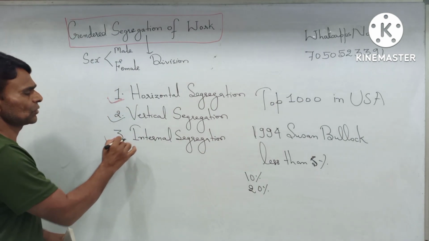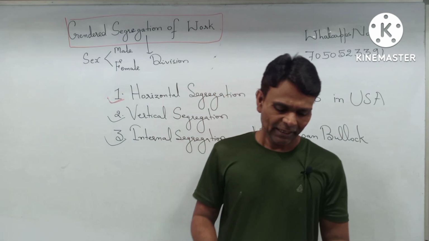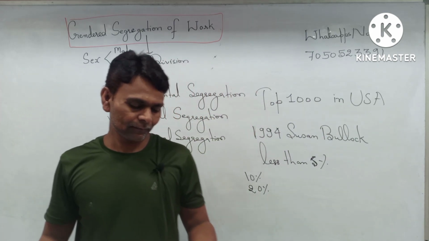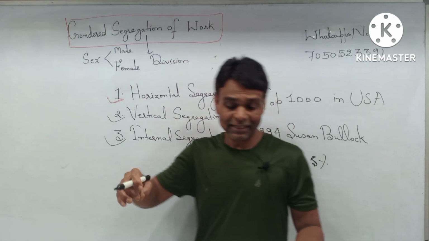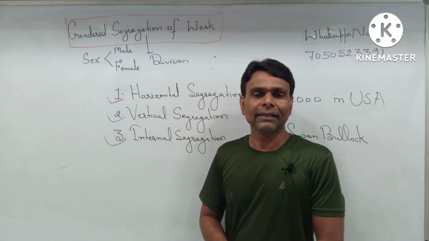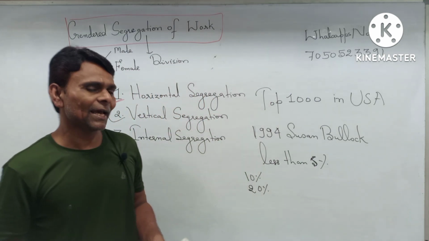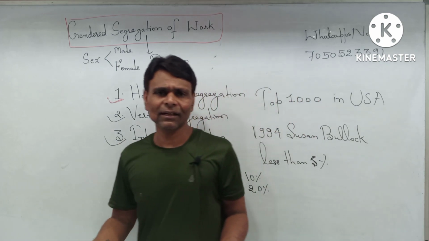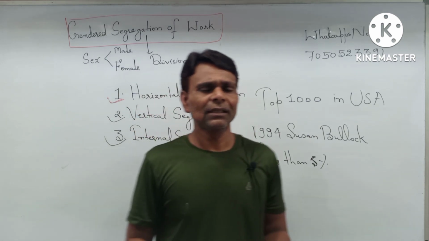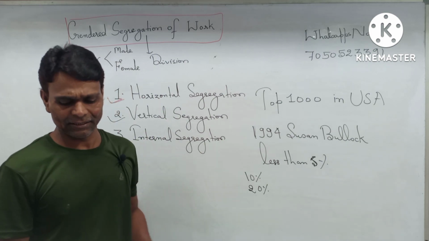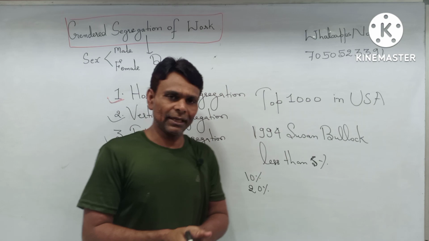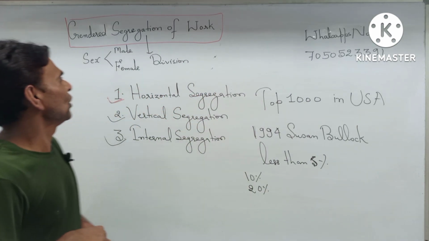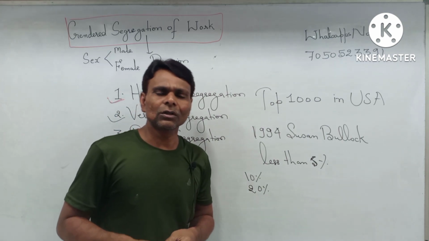And now, the final type, internal segregation. Internal segregation occurs when male and female are employed in the same proportion, the same occupation, the same profession, but they perform different tasks. It is known as internal segregation. Men and women are both hired in the education sector, but usually a man is made the head of the institution. It is called internal segregation. Both have the same qualification, but the male has a greater chance of becoming head of the institution.